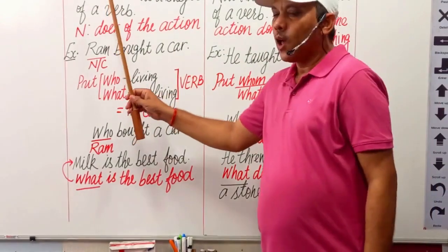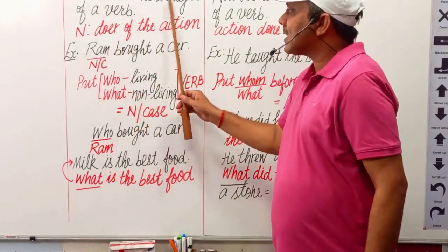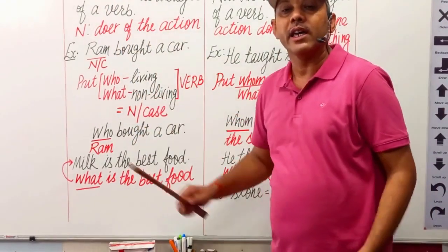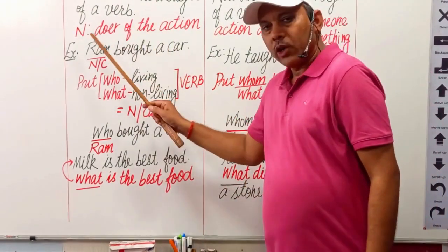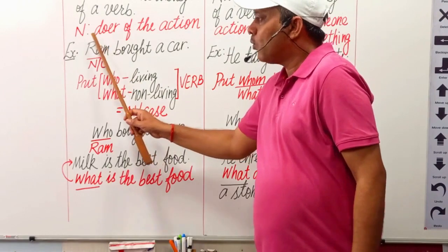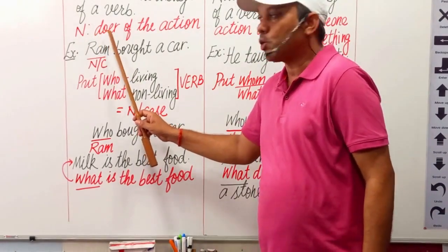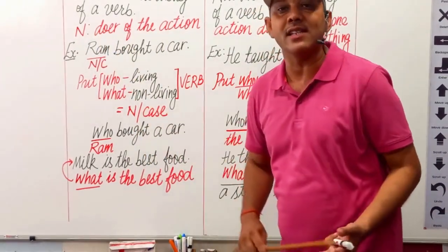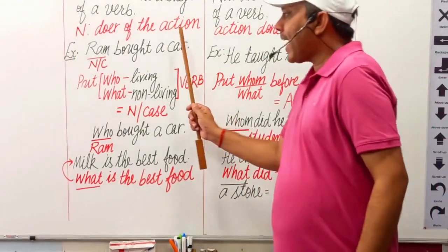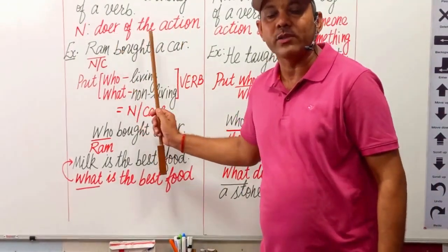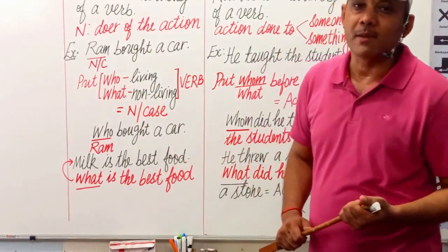The first one, when a noun is used as a subject of a verb in a sentence. You are well aware of what a subject is. The doer of the action in a sentence is known as the subject. Doer of the action is known as subject.